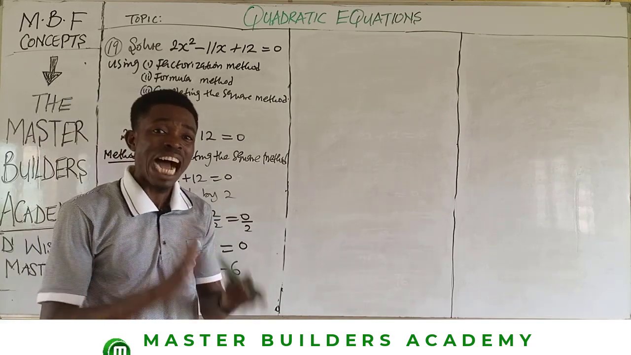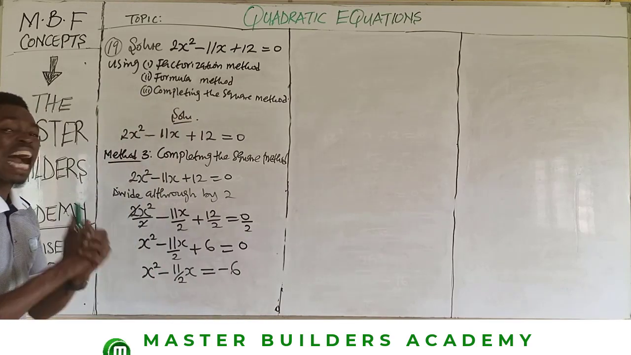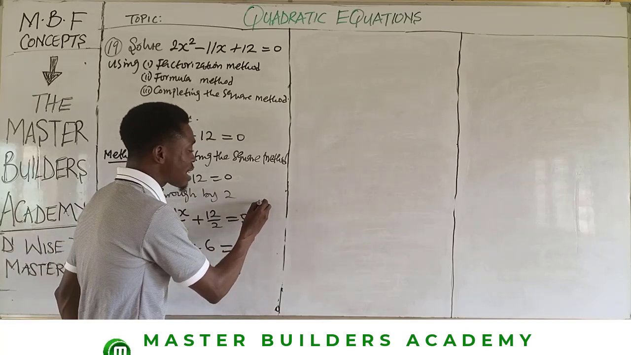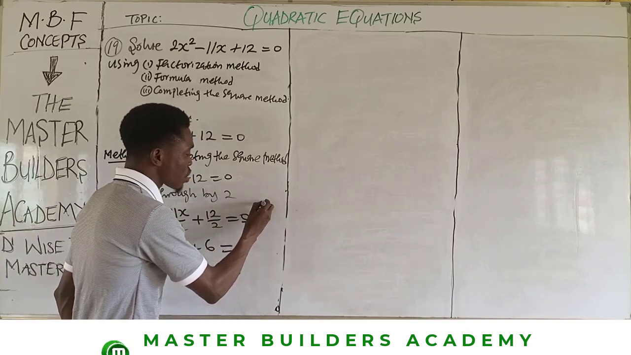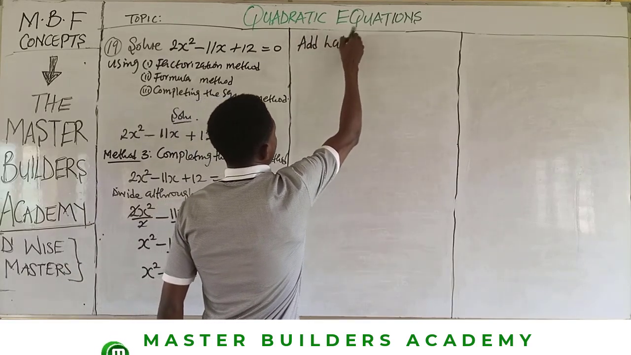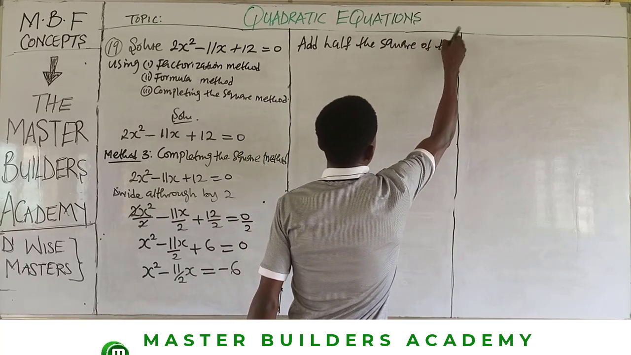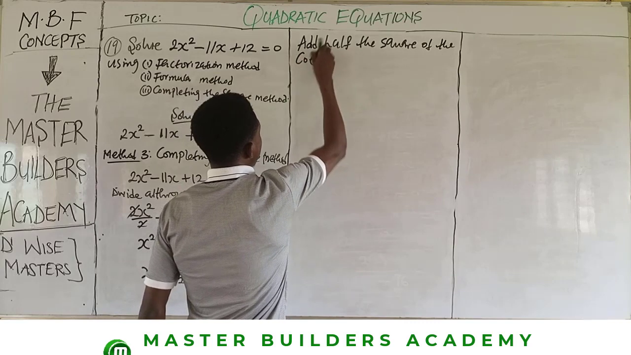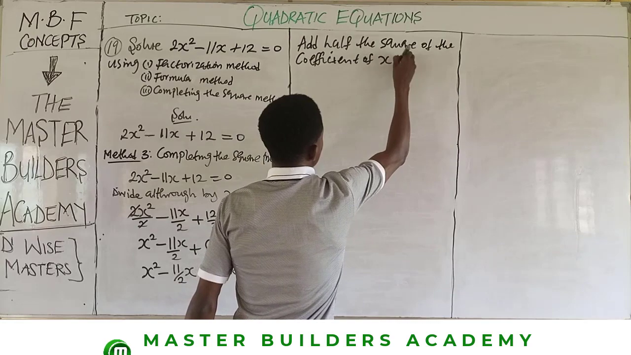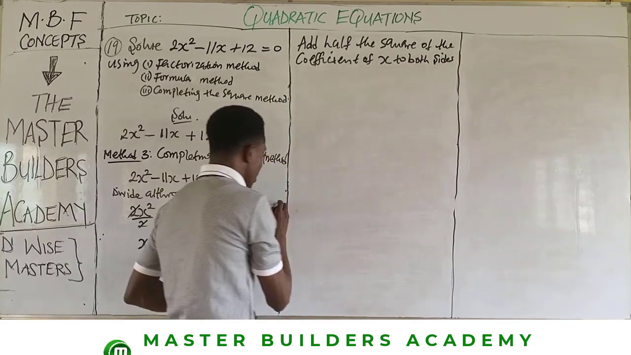Then, rule 3, which is the heart of the method of completing the square. Now, rule number 3 says that we should add the square of the coefficient of x to both the left-hand side and the right-hand side. Okay, so we are quickly going to state this on the board. Add half the square of the coefficient of x to both sides.